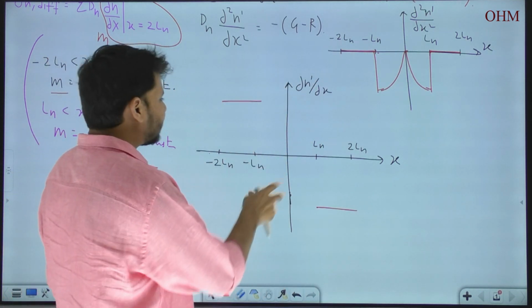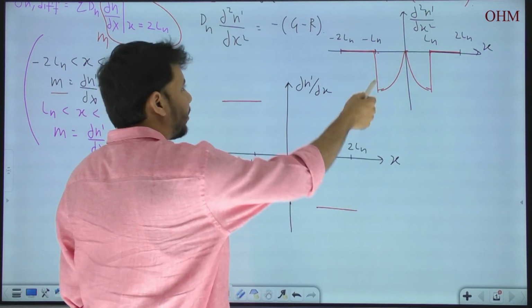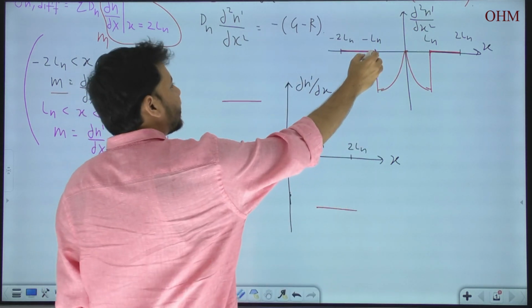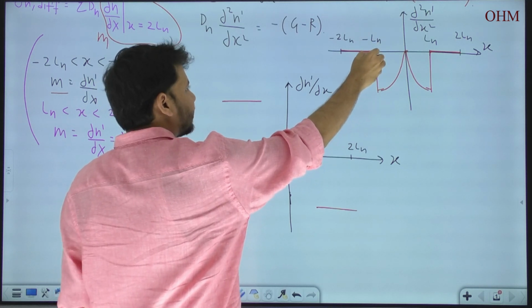Now what happens in between minus Ln and plus Ln? For that you have to integrate this second derivative. You see, up to minus Ln, what is the area under the curve? It is 0.